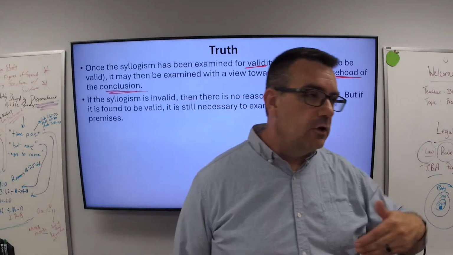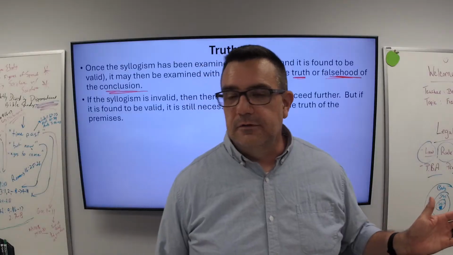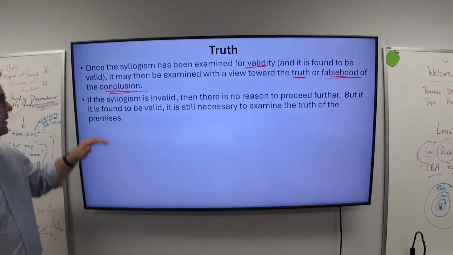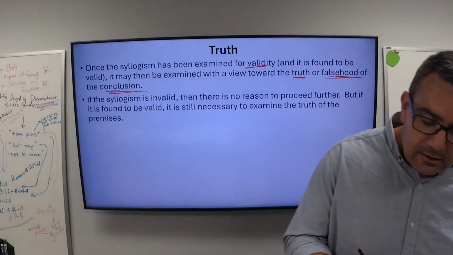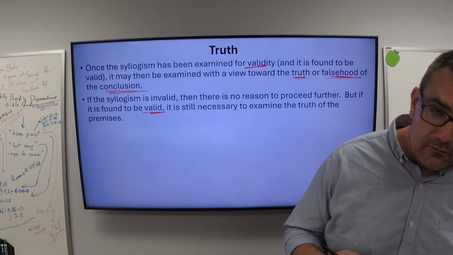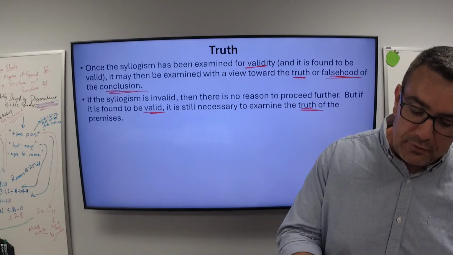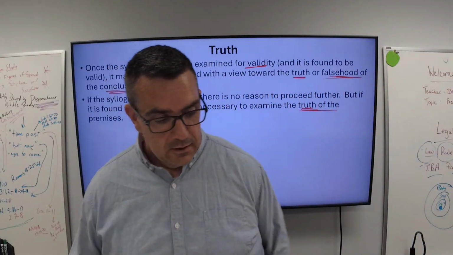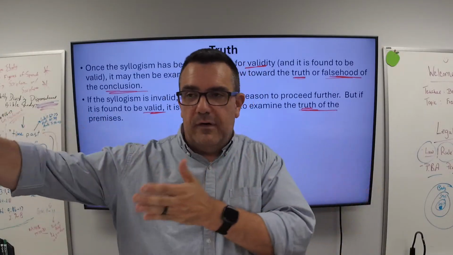So, if you determine that it is invalid, do you have to go any further? No, because you can throw it out as an argument because you know it's not what? It's not valid. Okay? If, however, notice what it says, but if it is found to be valid, so can you have an argument that is valid formally, structurally, where the truth of the premises may or may not be what? True. Okay? So truth follows validity in the order of operations.